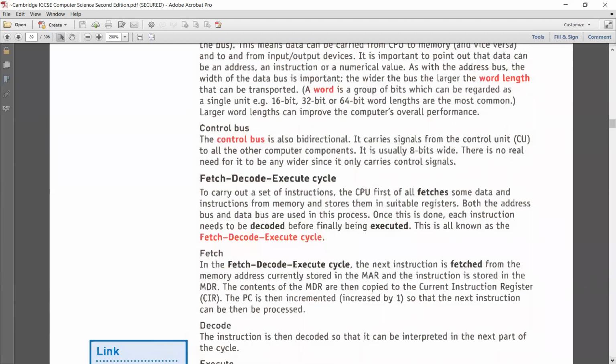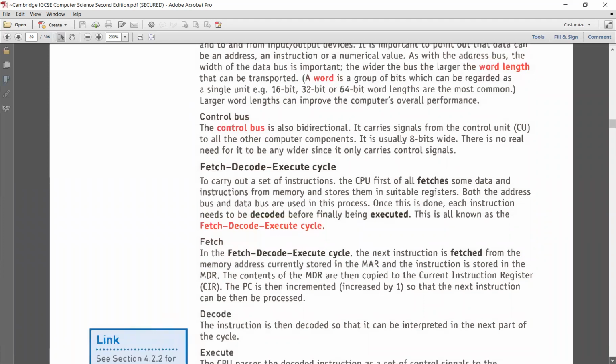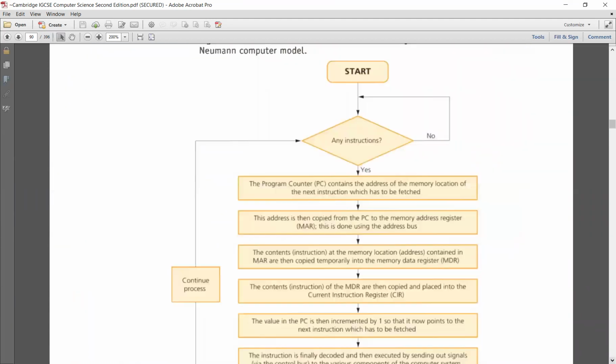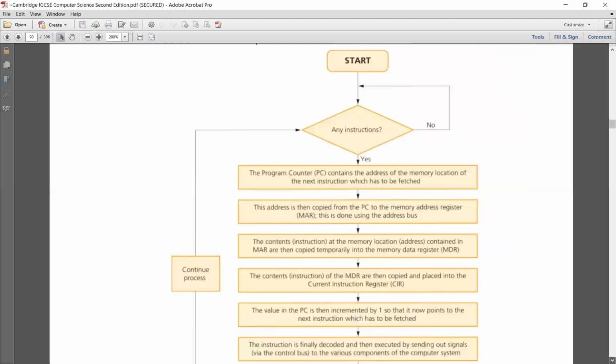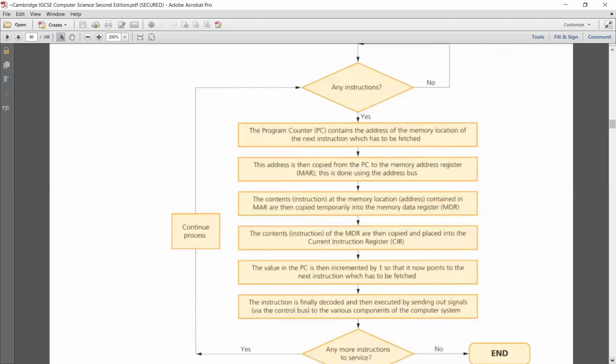A very important thing is the fetch, decode, execute cycle. For that, I recommend that you understand this whole flow chart and the few terms that are used here. You can see after any instruction now is resulting in an answer of yes. What is happening is the PC is containing the address of the memory location of the next instruction. As the name implies, program counter, it is holding the address of the next instruction. After that, this address is copied from PC to MAR. So MAR is your destination, and the data is copied from PC to MAR.